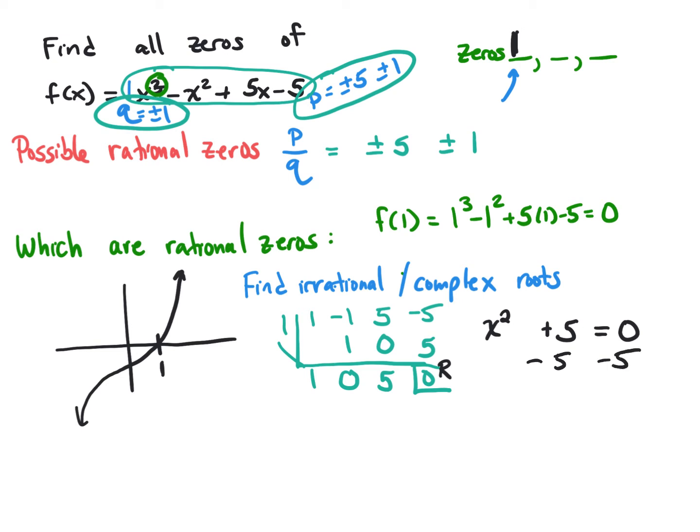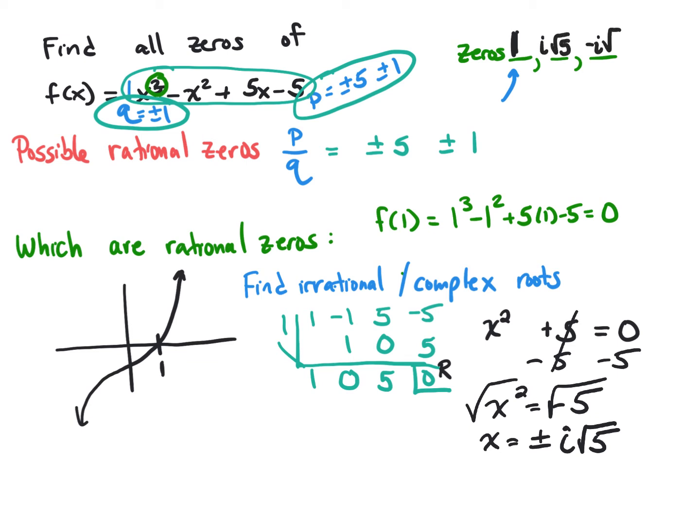So I'll subtract 5 from both sides, so I'll get x squared equals negative 5. And then I could take the square root of both sides, which will give me x equals plus or minus the square root of negative 5. And the square root of a negative number always gives me the imaginary unit. So that negative just comes out, and you can just put an i out front, and it becomes i square root of 5. So our other two roots are positive i square root of 5 and negative i square root of 5.